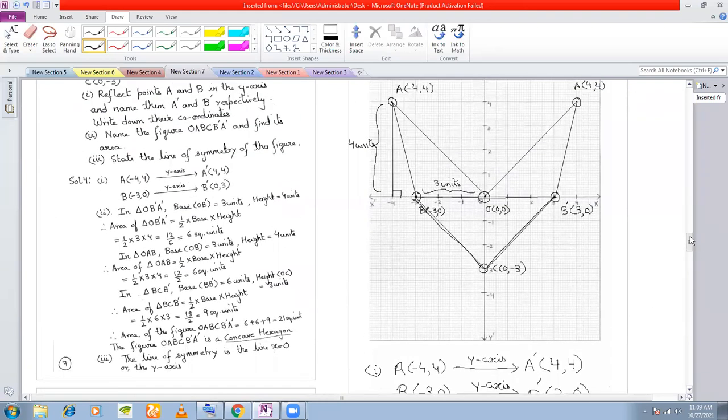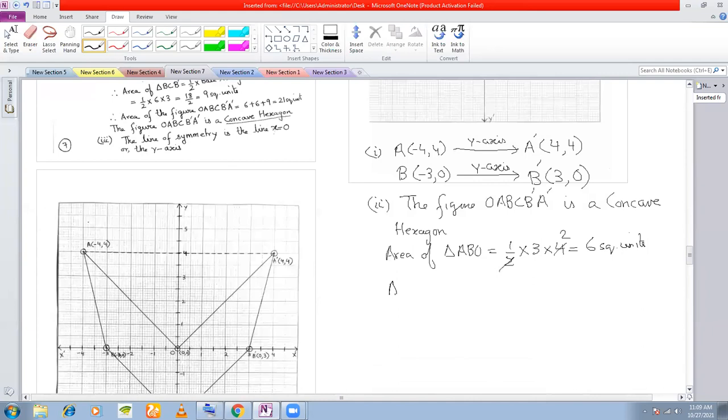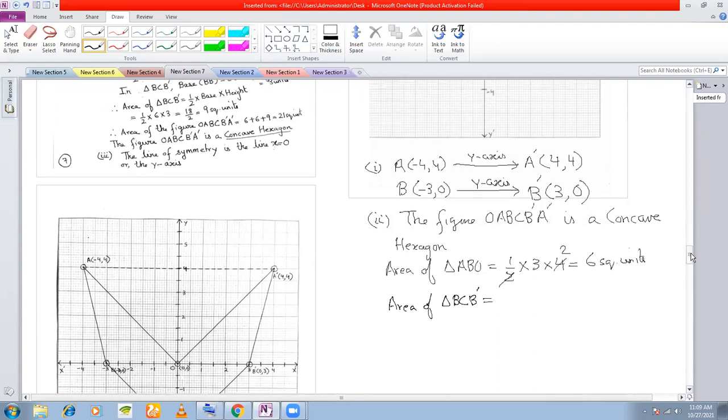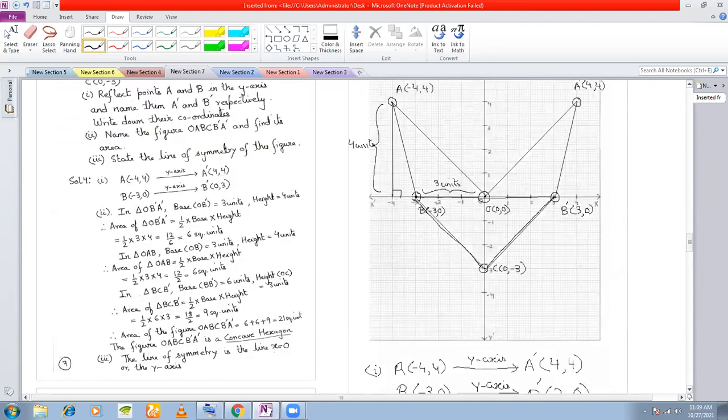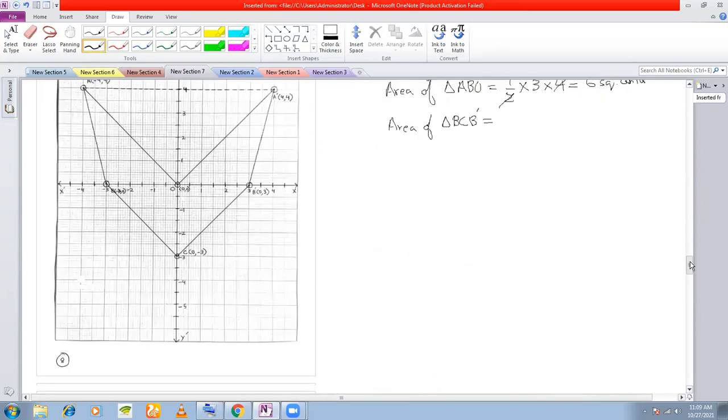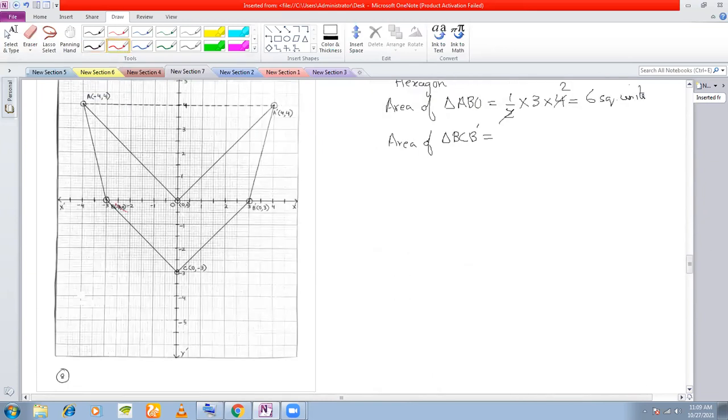Right? Now we've come to the area of the triangle below, which is BCB'. How much should be the area of this triangle? Which one is the base here? Let me see this figure. From here I'll explain this figure. What is the base here? This length is 3 units. This length is 3 units. So the base of this triangle is 6 units.